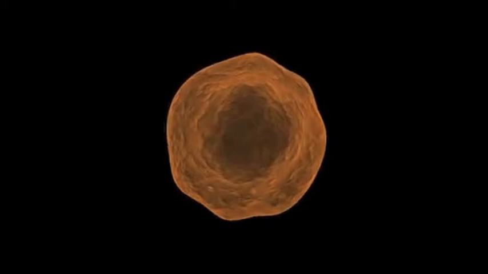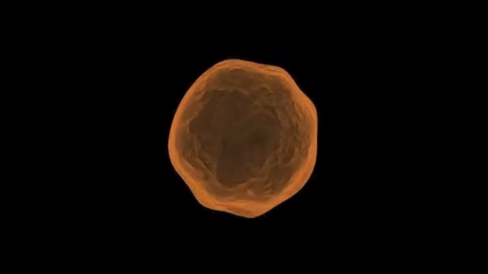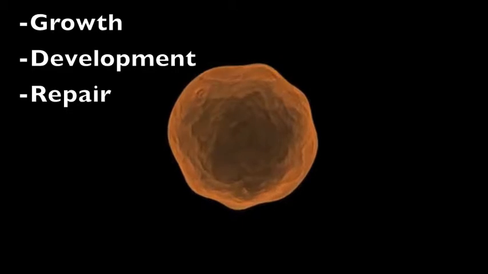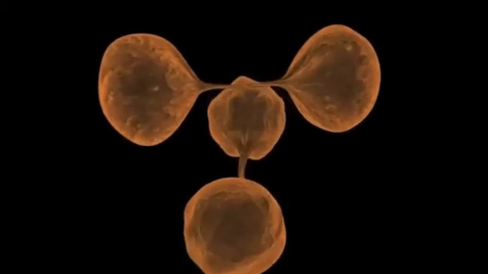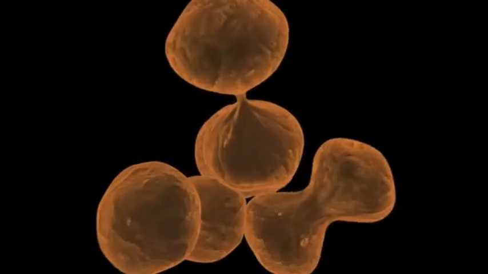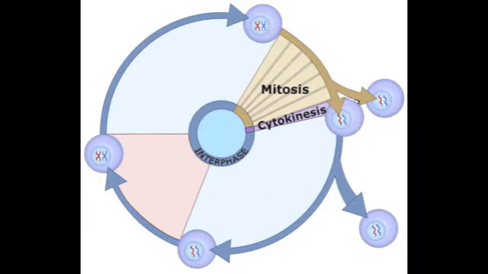In multicellular organisms, cell division is essential for three major functions: growth, development, and repair. Through cell division, a single cell becomes two cells, become four, and then four divide into eight, and so on. Cell division contains three major parts: interphase, mitosis, and cytokinesis.